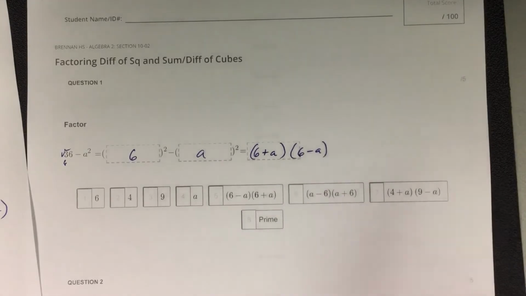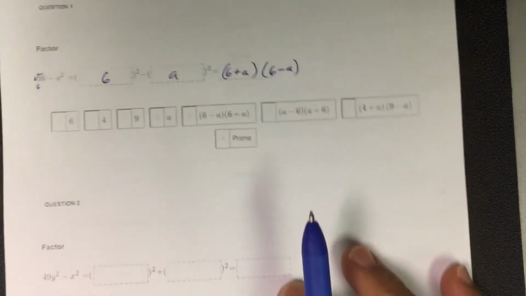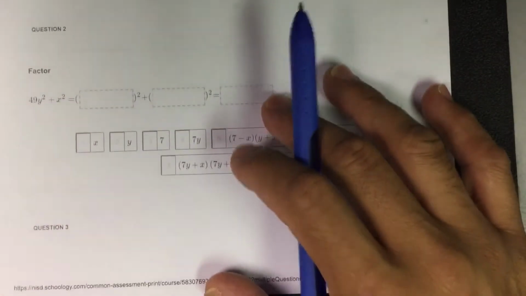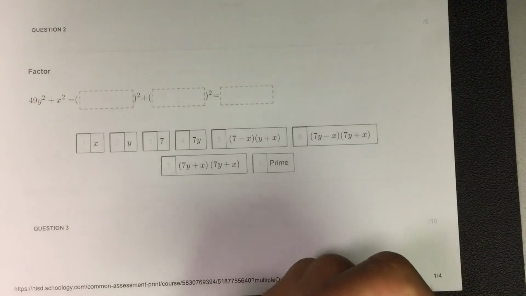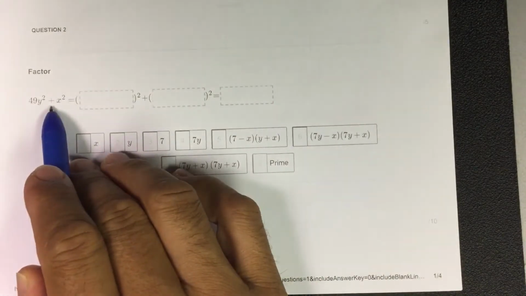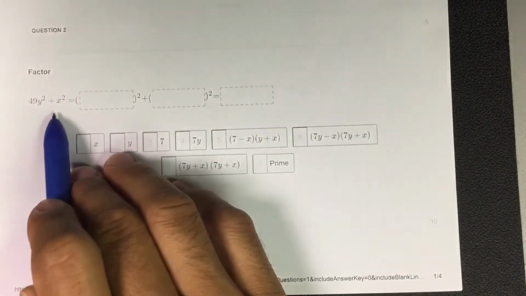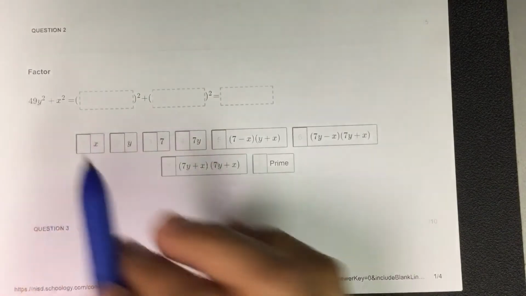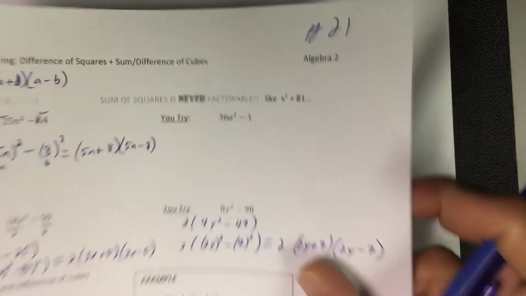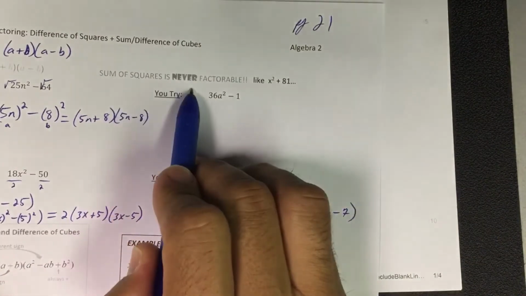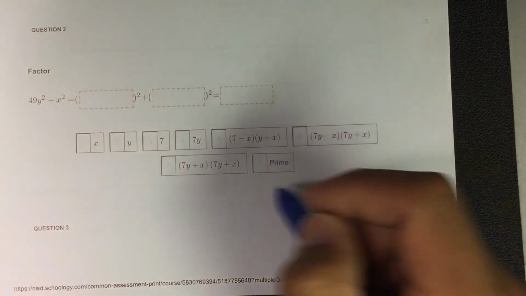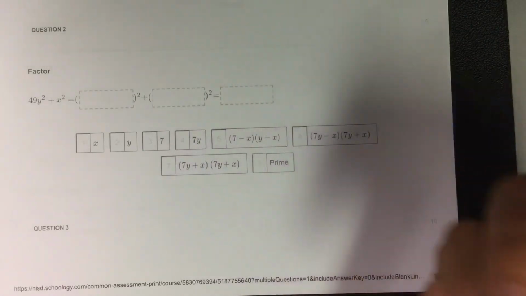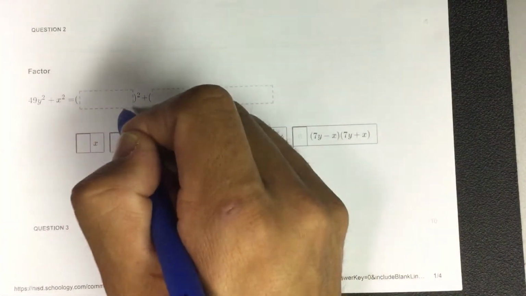Okay, and that should be in your answers down at the bottom. But that one was very straightforward, right? The next problem they mix the number and the letter, and they even put different letters. Doesn't matter, okay? The only thing I check for is if it's squares and they have a sum. In your notes, sum of squares is never factorable. Never.